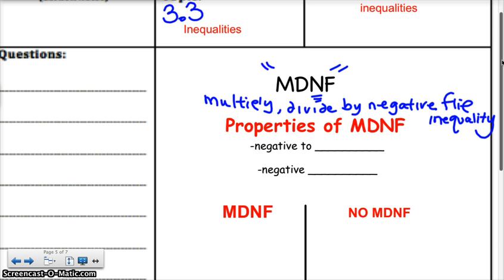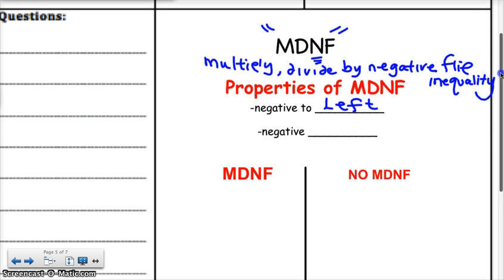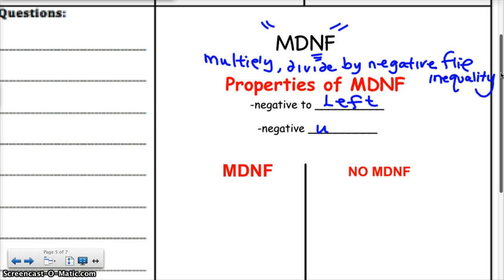Here are the properties to look for. If the negative is to the left of the variable, you're going to MD and F it. That means you're going to flip that inequality. If the negative is under the variable, you're going to MD and F it. So if it's to the left, you'll MD and F it, means you'll flip it. If it's under, you'll MD and F it, you'll flip it.